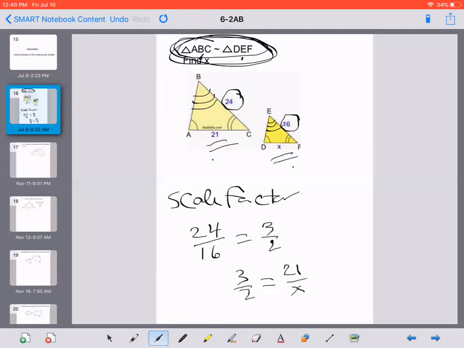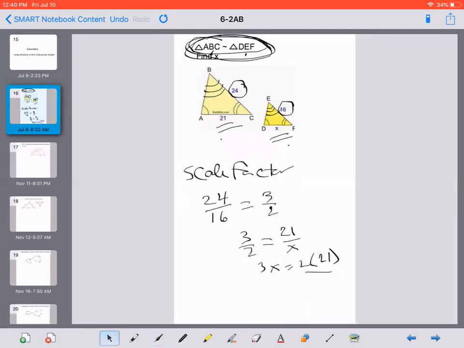Product of the means equals product of the extremes. And then we can divide both sides by 3 in order to get our final answer. 3 goes into 21 7 times, and 2 times 7 is 14. And so we see x equals 14.